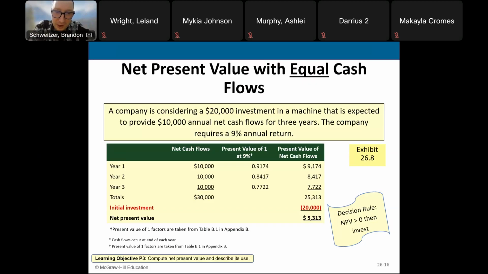At the end of the 3 years, we add up years 1, 2, 3. We get 25,313. Guess what? That's above the initial investment of 20,000. So I take that total minus the initial investment to get a net present value of 5,313. The rule that we look at when it comes to net present value is that if the net present value amount is greater than 0, then it's a good investment. We'll do it. Now, of course, in real life, we're going to take other factors into consideration, but it's a good rule of thumb.